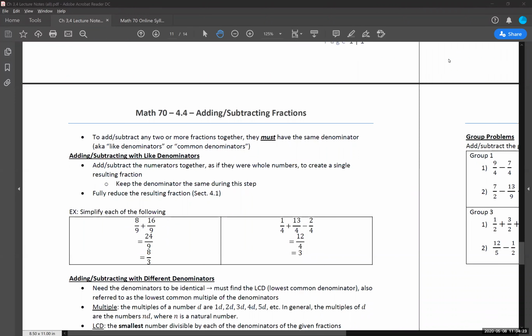All right, so today we are working with section 4.4, working with addition and subtraction with fractions. Now, I'm going to make this distinction early on to make this abundantly clear. To add or subtract any two or more fractions together, they must have the same denominator. It's also referred to as like denominators or common denominators.